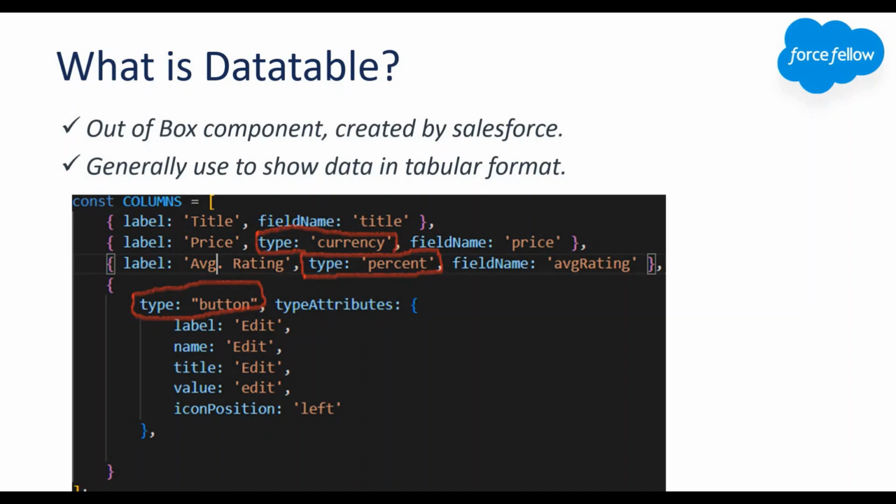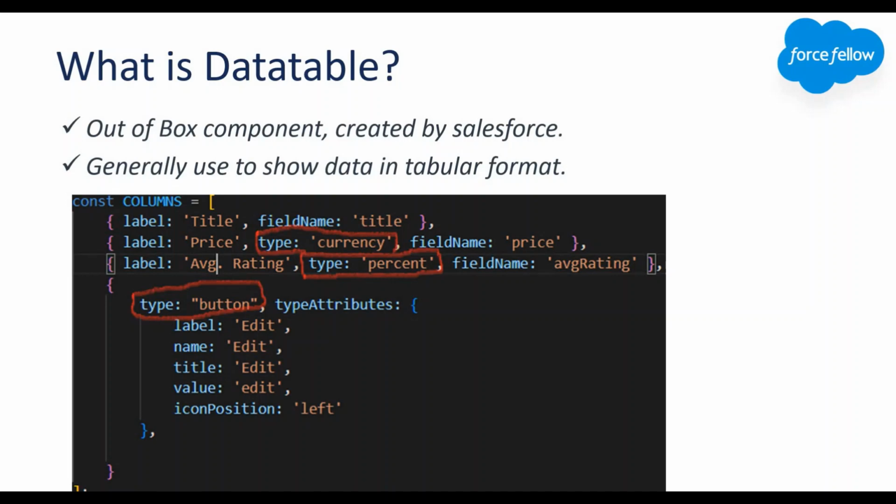But let's say you want to show values in a specific format. For example, let's say you want to show currency values in localized format or in the user's format. Then if you define type as currency for that column, data table will automatically convert and show those values in the user's currency format. So let's say in my org, as a user, I have selected currency as INR. Then it will show the amount in INR format with the rupee icon.